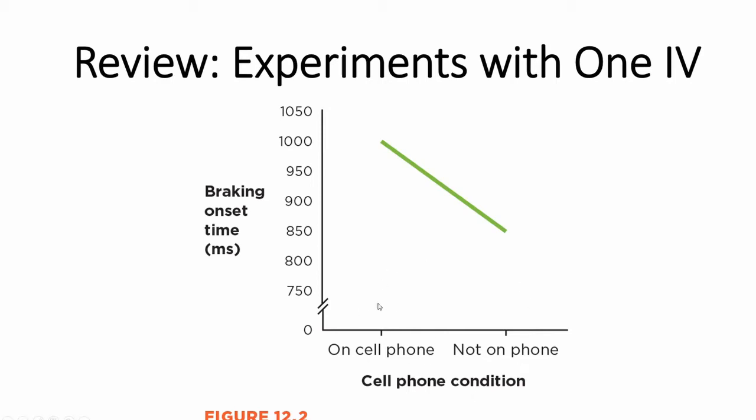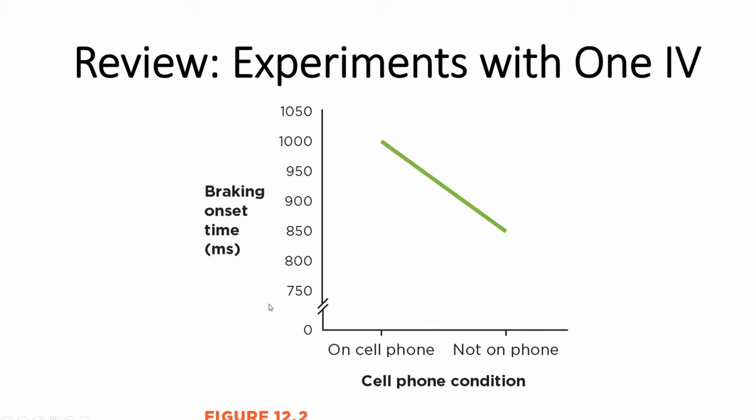They would chat about how their day was, things like that. So for 2 of the 4 segments, they were on the cell phone, and for the other 2, they were not on the phone. And they counterbalanced it so that everybody got a different order, so you weren't on the phone first and then not on the phone. It was randomized. They measured a bunch of different factors, but here we're just looking at braking onset time.